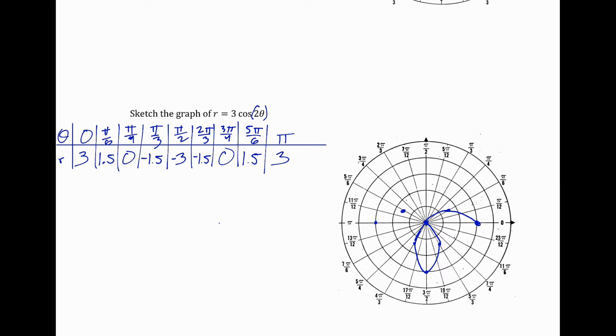Right about there. So connecting those two, that was a bad one, let's try that again. Connecting those two, and that's where we're at. You can see it's got some symmetry to it.